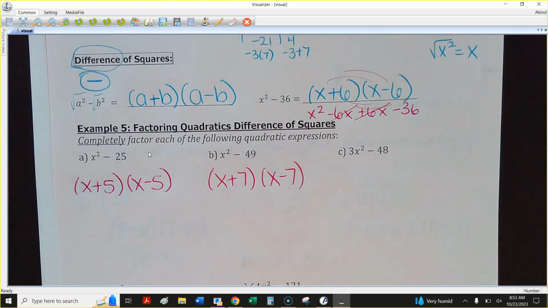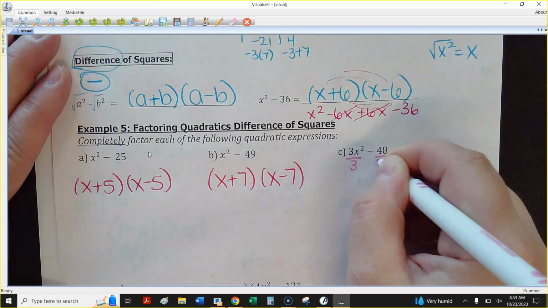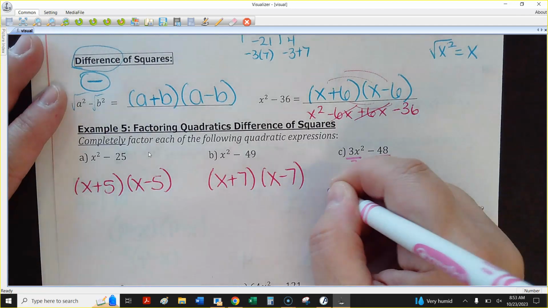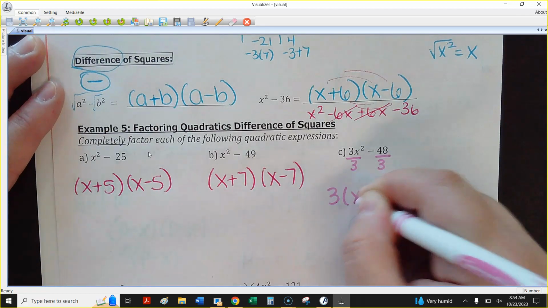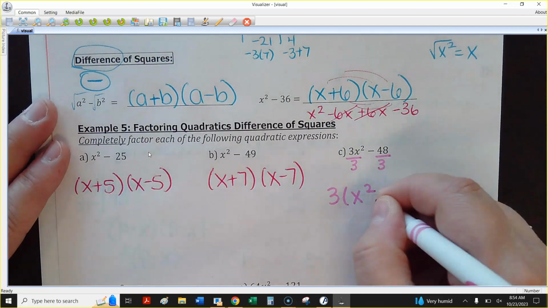If that's the case, though, if you don't see a perfect square, see if you might have a greatest common factor. I don't know if you guys will know this off the top of your head, but both of these terms are divisible by 3. So 48 is divisible by 3, 3 is divisible by 3. I'm going to pull the 3 out in front, and then left over, that first term would just be a plain x squared. And if you take 48, divide that by 3, that is 16.